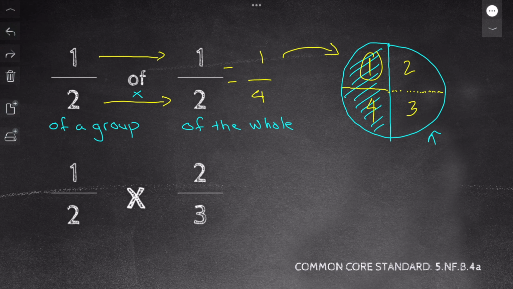We have 1/2 times 2/3. I'll draw it out as a circle, but I'll also show you a second strategy. And let's remember, when we multiply, it doesn't matter what order we multiply, whether we multiply 1/2 times 2/3 or 2/3 times 1/2. So as long as you're drawing out the fractions, that's really what's important.